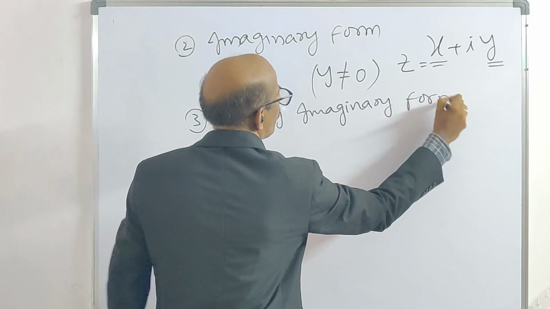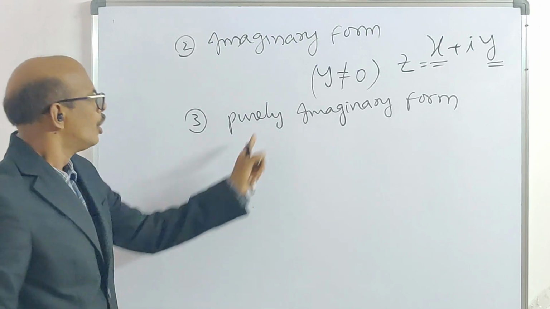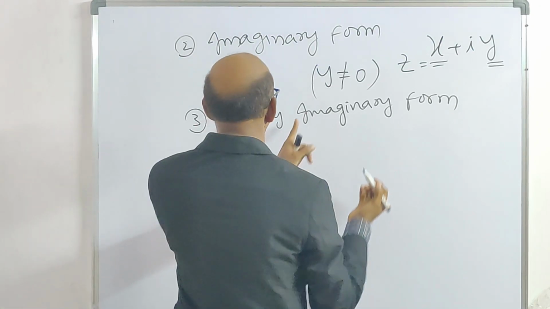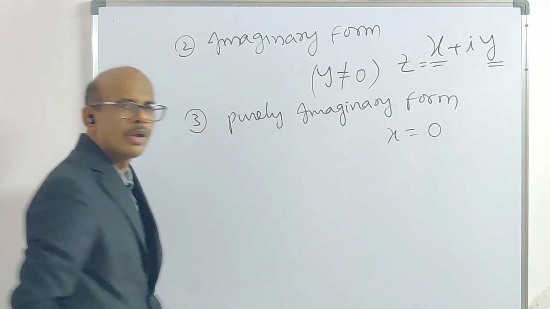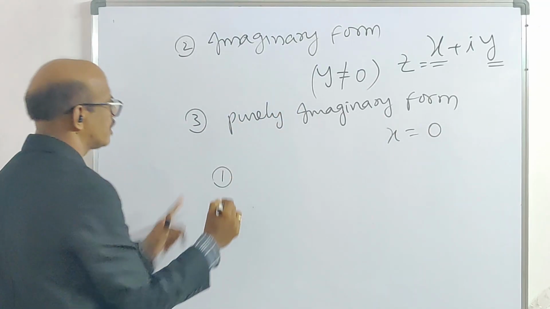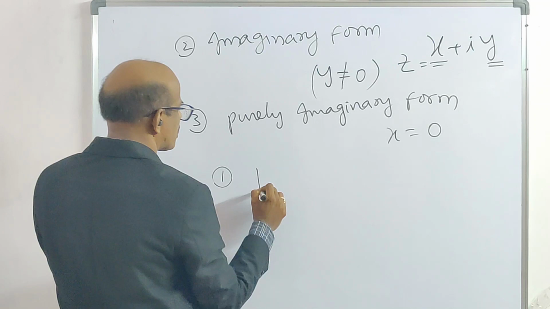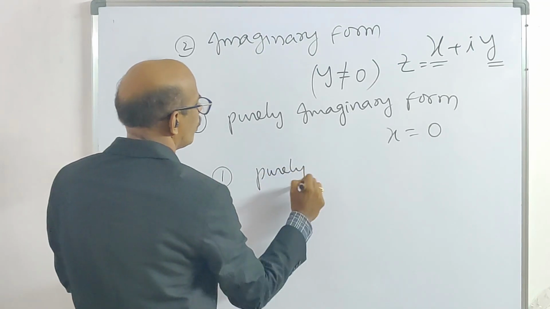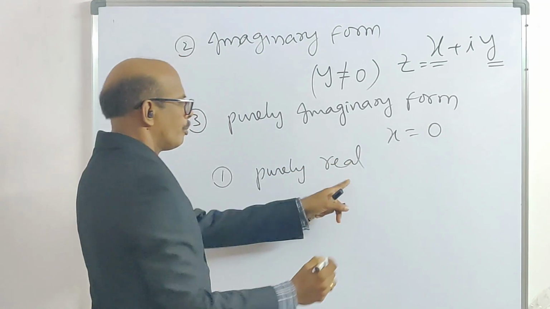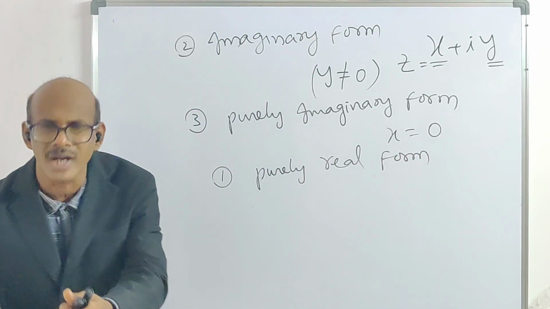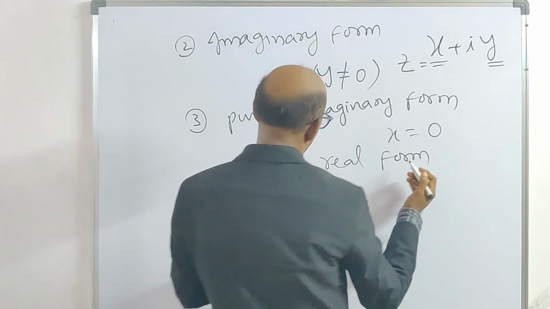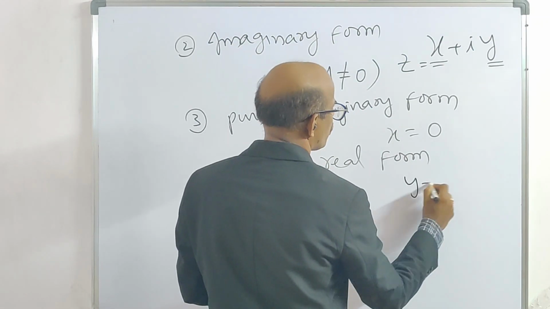Purely imaginary form. So concentration required. Purely imaginary means real part 0, so x equal to 0. Now coming to the first, second, and third. First means it is purely real form. Purely real form means what? Purely real form means imaginary part 0, that is, y equals 0.